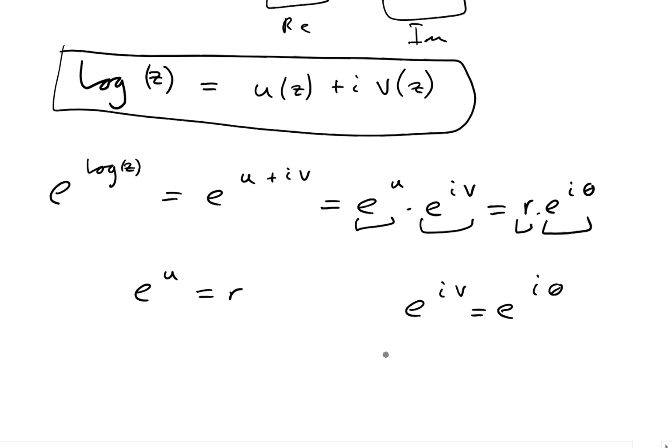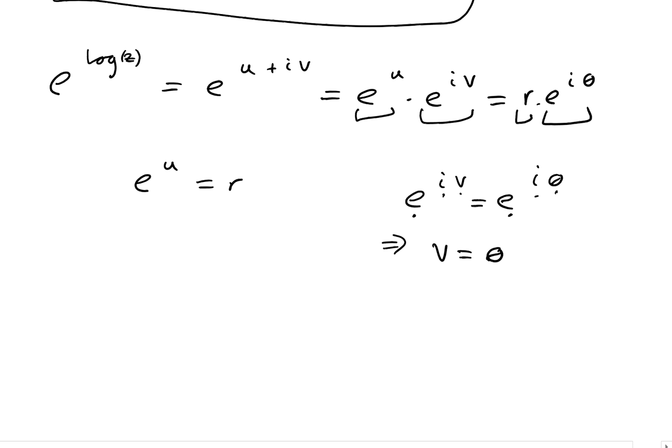Well, this one's fairly easy, because I've got an e here, I've got an e here, I've got an i here, and I've got an i here. So it follows that the v here and the theta here are the same. So v is equal to theta. Great. In other words, v equals theta, this is just my argument. This is my argument of z.